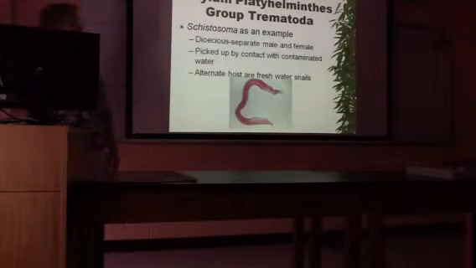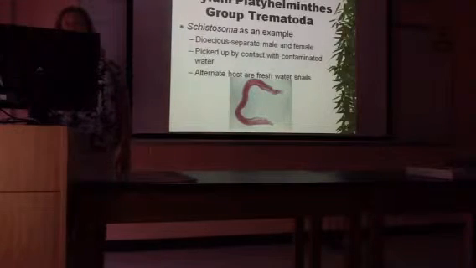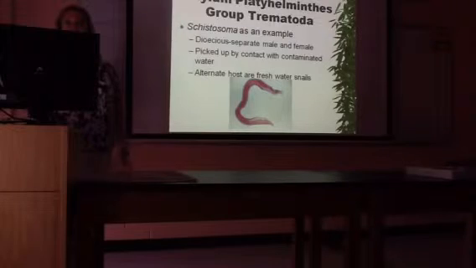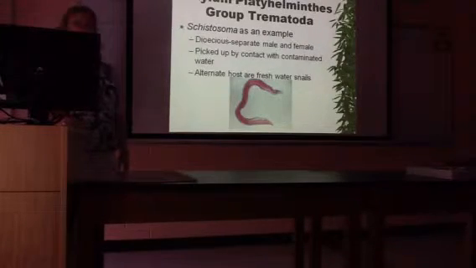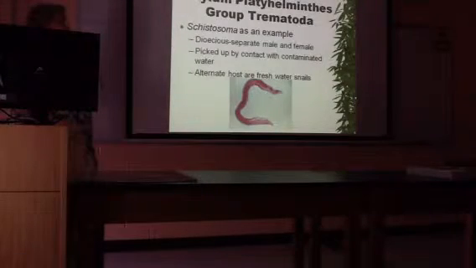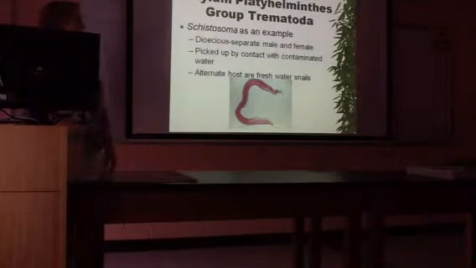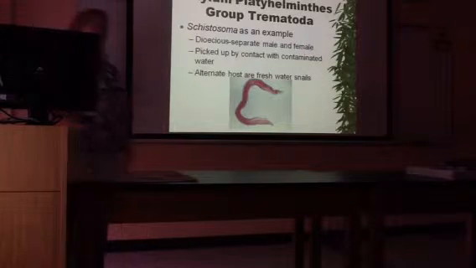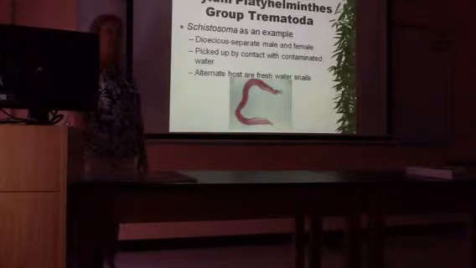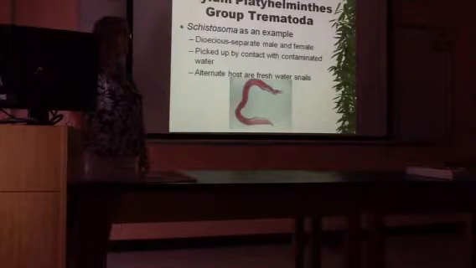Humans get this one from contact with contaminated water, but you don't drink them the way you would get Giardia by drinking contaminated water. They burrow in through the skin. So you're standing in contaminated water. The alternate host, the second host for these guys, are freshwater snails. So they're the second host needed to complete the life cycle.